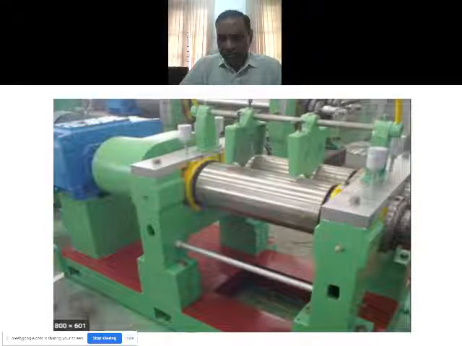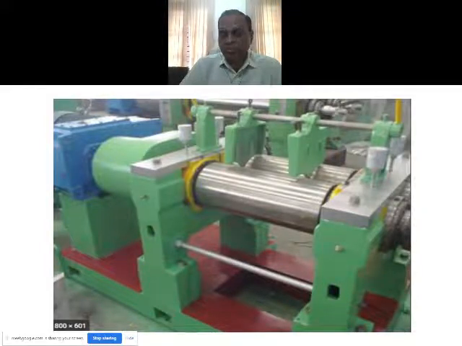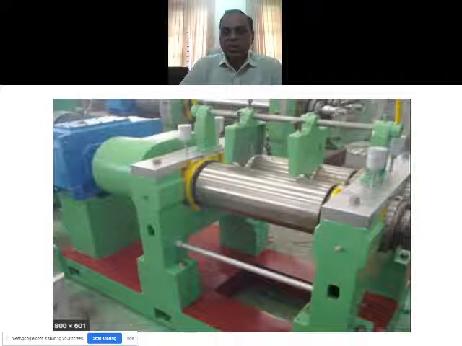Another problem is if you have sulfur and accelerator, then there is a threat of premature cure, which you technically call a scorch. If it is scorched already, then you have to discard the batch. So keeping temperature to the required or desired level is important for multiple reasons, which I mentioned.